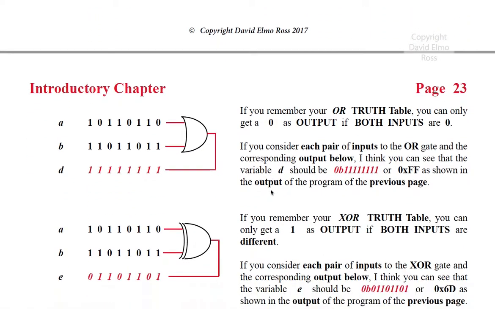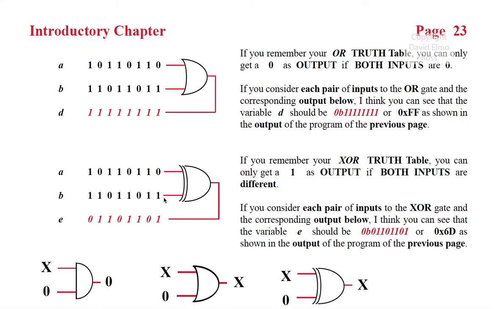So if we take a look here for the OR function, the only way you can get a 0 is if both inputs are 0. In the case we've got here, there's no case where both inputs are 0. That's why indeed we get FF. Now 6D, let's see how it came up with that.